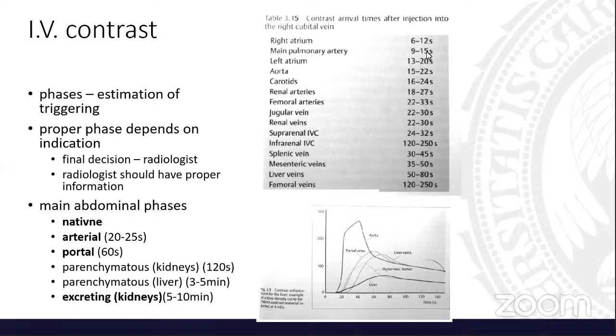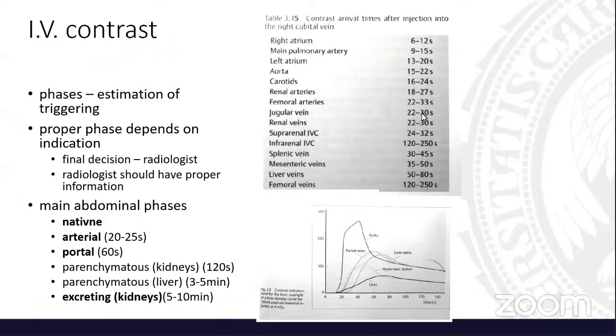Anyway, so that's the pulmonary artery. It gets back through the lungs into the left atrium. It takes 20 seconds, let's say, to the left ventricle and to the arteries. So in the aorta it's usually 20, 25, 30 seconds. Then, for example, it comes back really quickly from the kidneys, so in renal arteries and renal veins it's about 30 seconds. But from the lower extremities, if you have contrast in the inferior vena cava, it takes 2 to 3 minutes to get contrast in the femoral veins, for example.